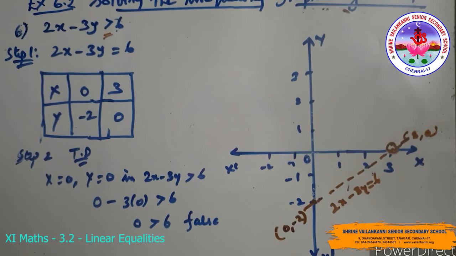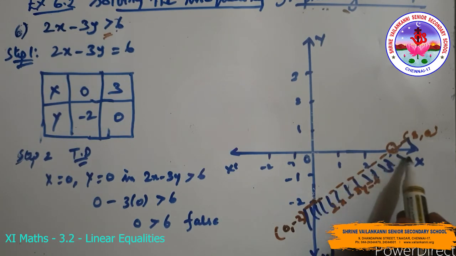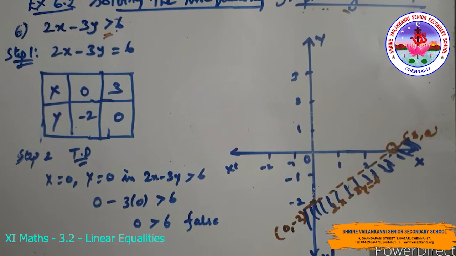So the upper half plane is not the solution region of the given inequality. If it is false, it lies outwards from the origin. So we have to shade this part which lies outwards from the origin. So it is clear that any point on the line does not satisfy the given inequality. So the solution region of the given inequality is a half plane that does not contain the point 0, 0, excluding the line.